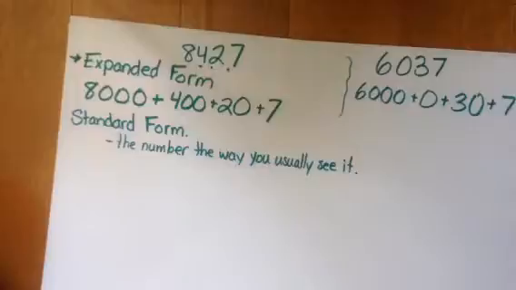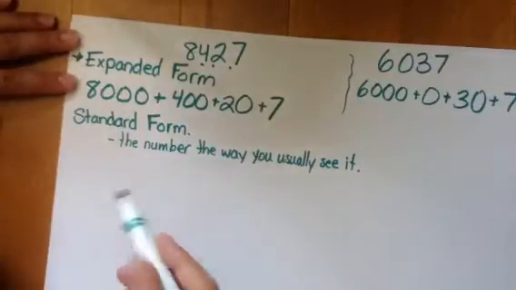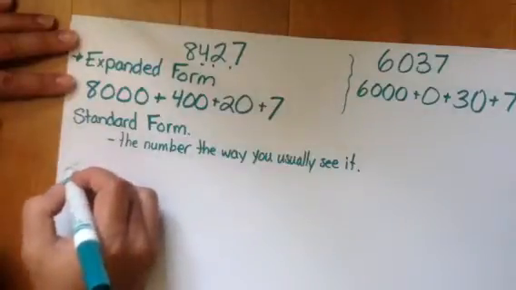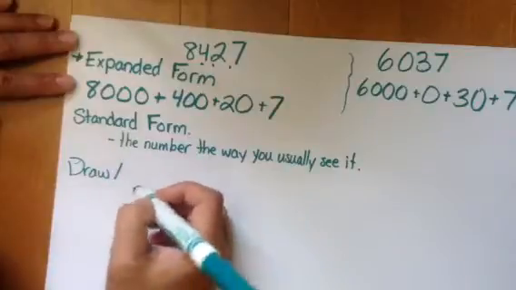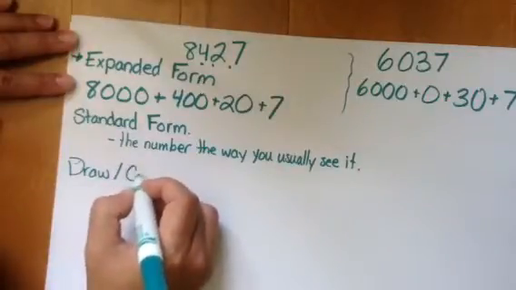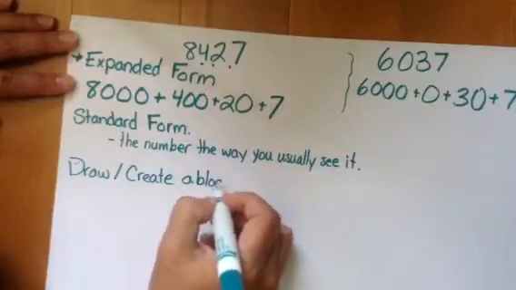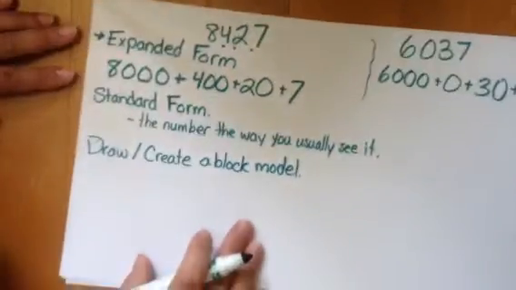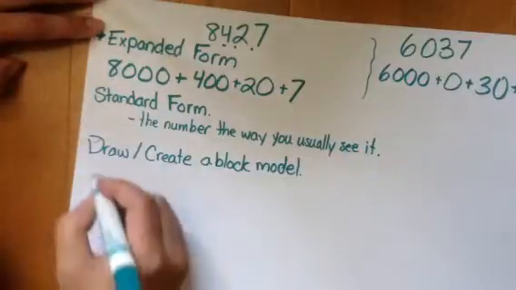The other way you're going to see numbers is they'll ask you to draw the numbers. So the way you do that is really easy, and you don't have to be an artist. I am not looking for art. So if they say draw, or if they say create a block, you're just drawing what that looks like. So what you're really drawing are the math manipulatives that we use in class.